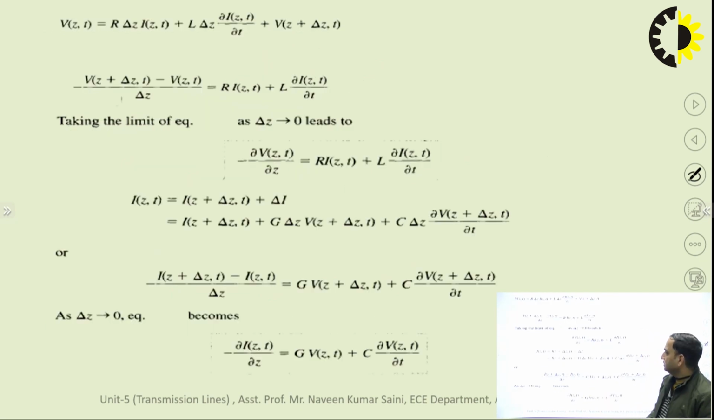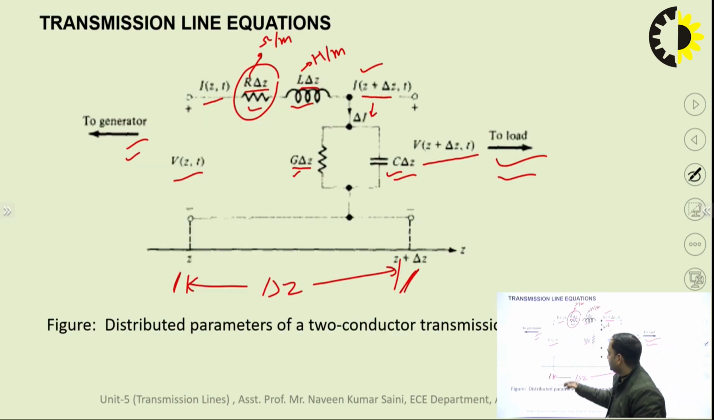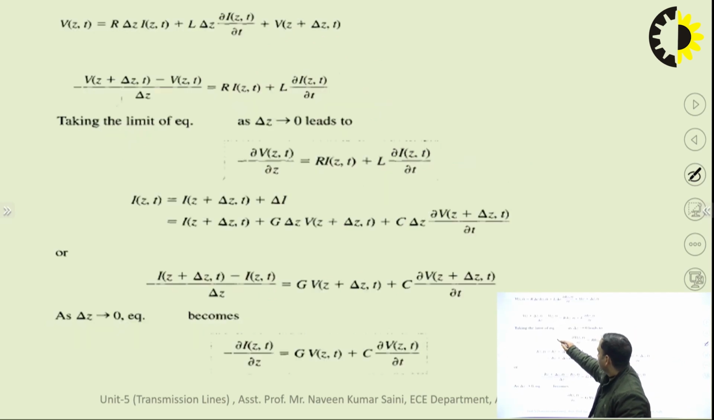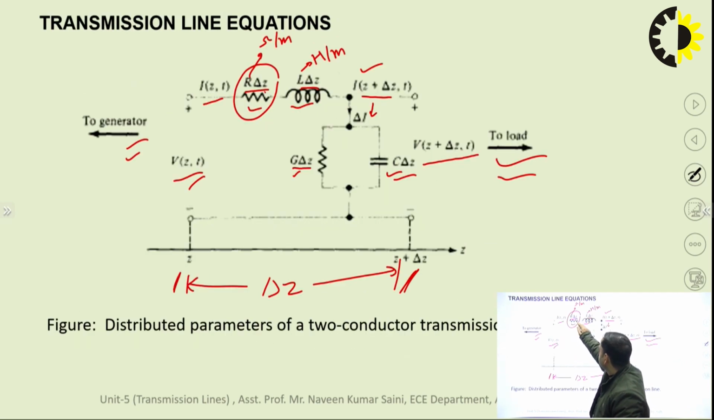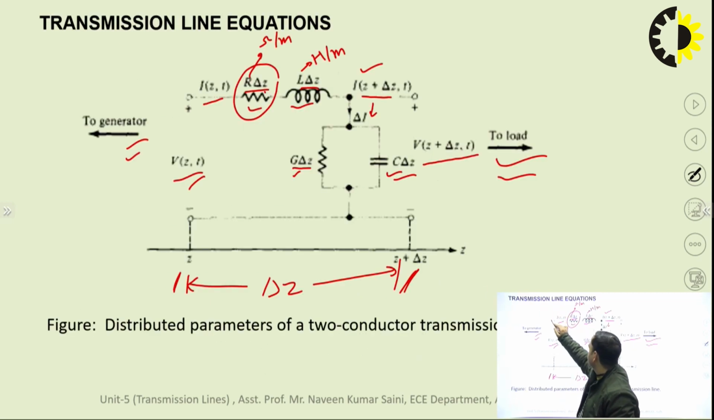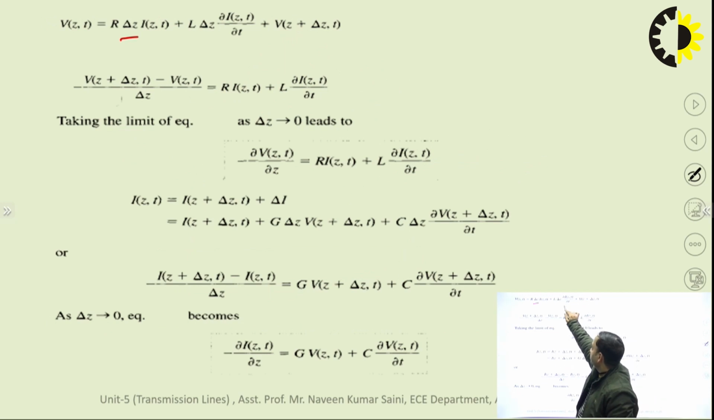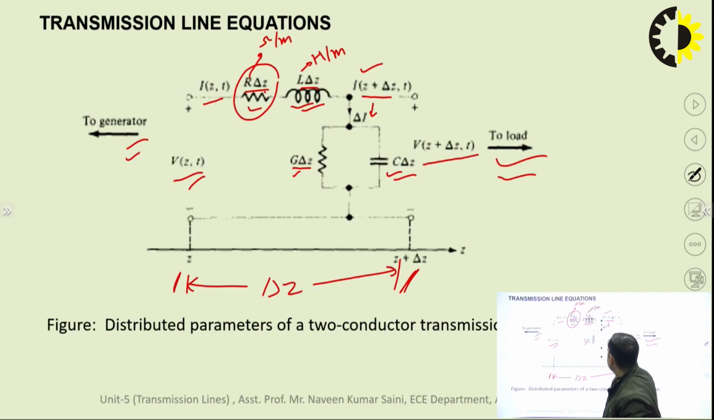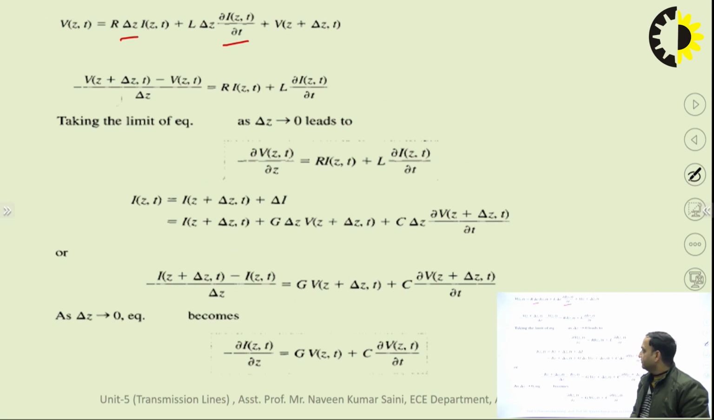So when we apply the KVL here, then V(z,t) will be equal to R into delta Z into I(z,t), and plus here we see L delta Z into del I upon del T, and plus this V(z+delta z, t). Okay, so this is equivalent to this into plus this plus this. So this is a KVL which we are applying here.